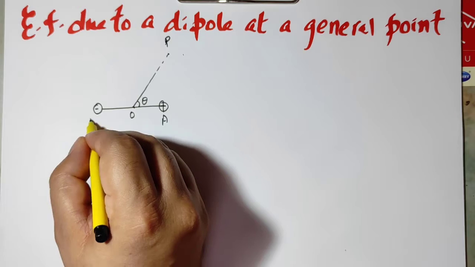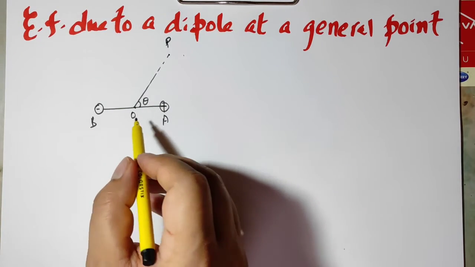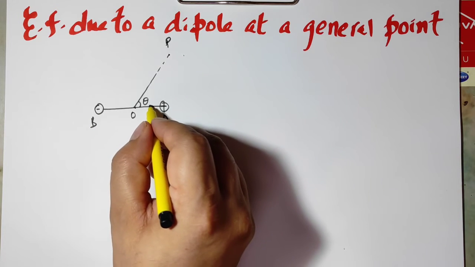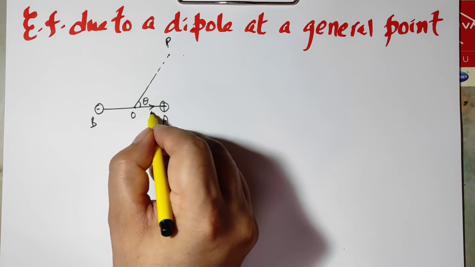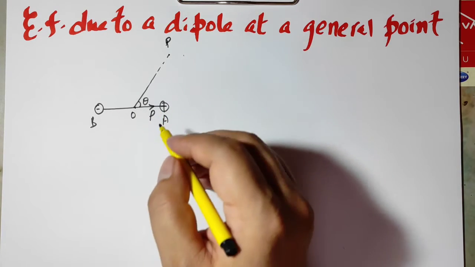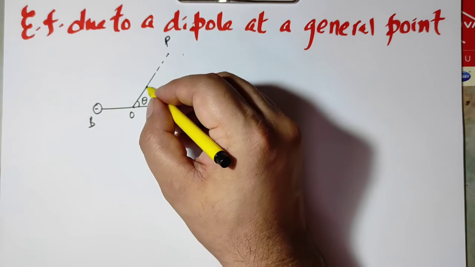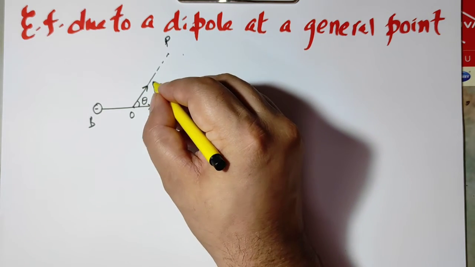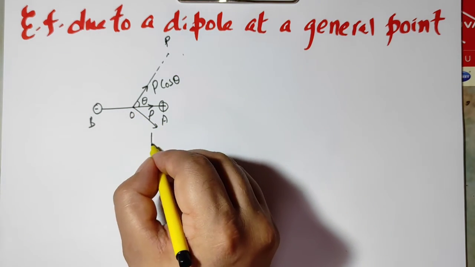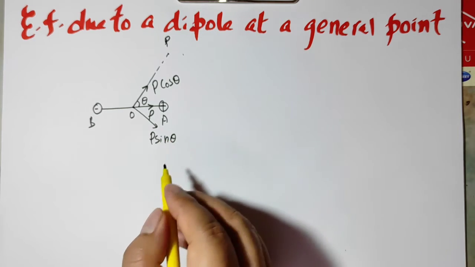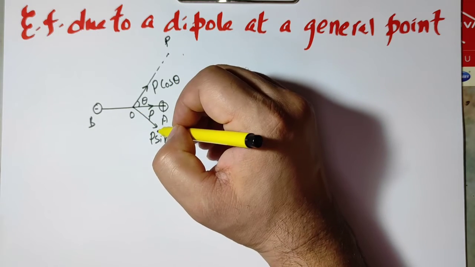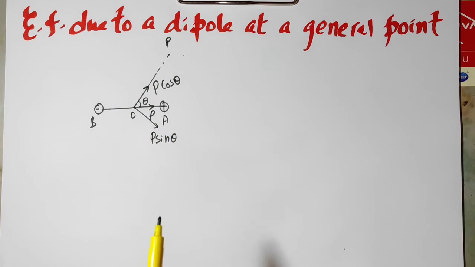This is A, this is B. See, my dear, this is the dipole. What is the direction of the dipole moment? It is P, and it is in this direction. Okay, so here at this point you need to take components of this P. In this direction it's P cos theta, and in this direction it is P sin theta. Is it clear to you? Okay, this is P cos theta, this is P sin theta. Just keep this in mind.